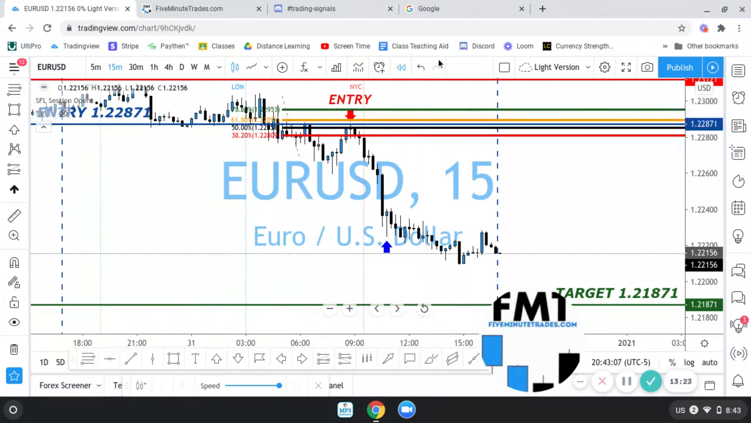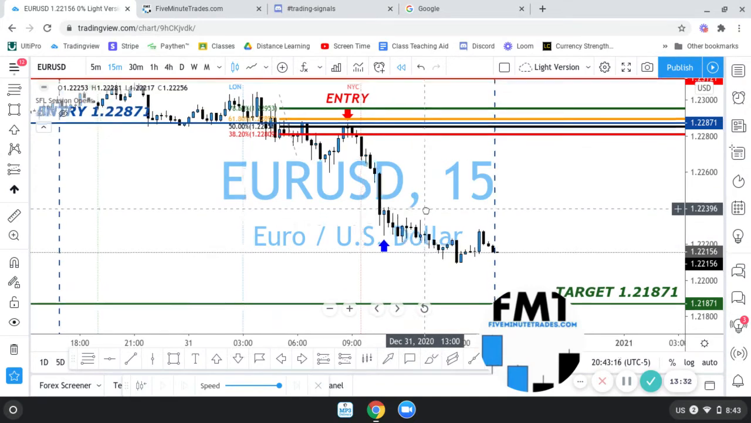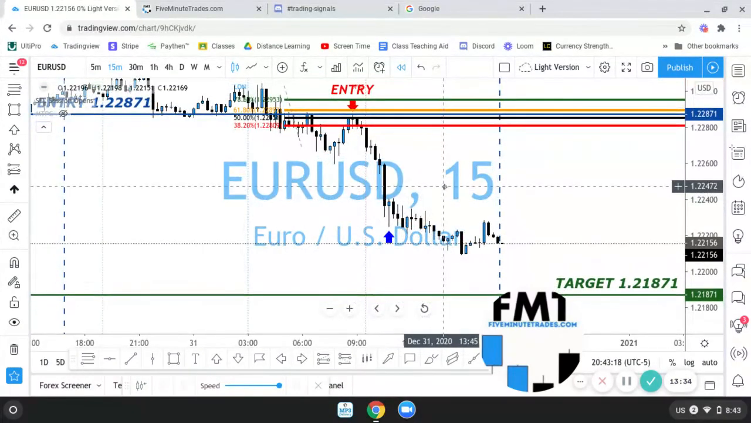Of course, I could have moved my stop loss from here to here, but it was the last trade of the year. I just wanted to be out of the market completely. So that's that trade there.